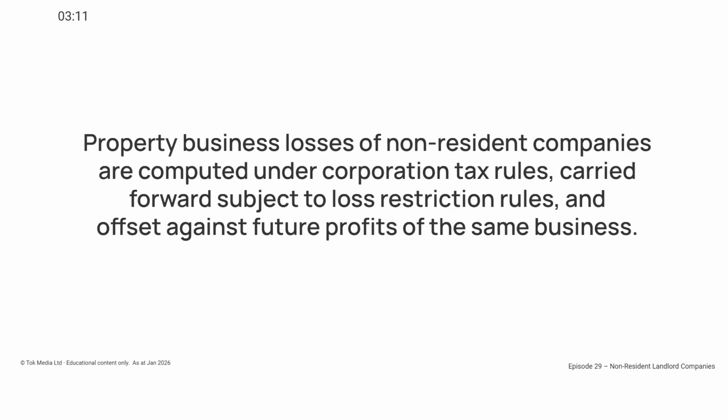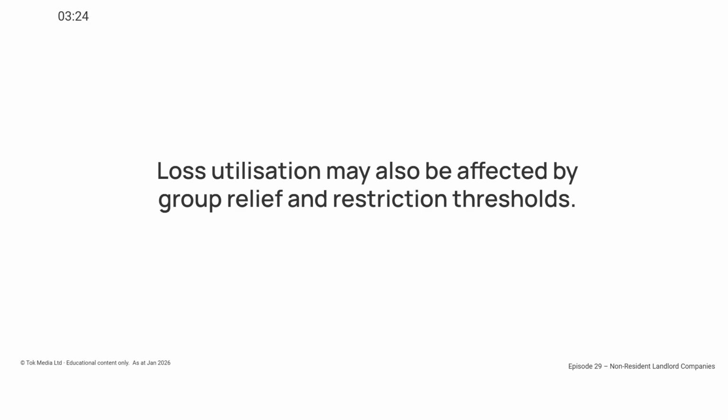Property business losses of non-resident companies are computed under corporation tax rules, carried forward subject to loss restriction rules, and offset against future profits of the same business. Loss utilization may also be affected by group relief and restriction thresholds.